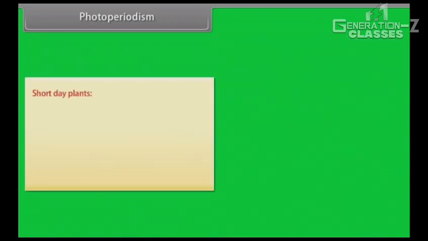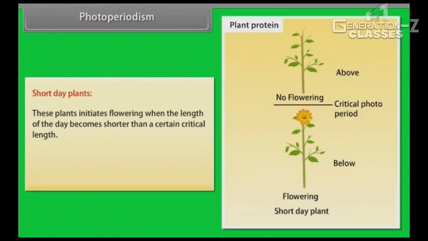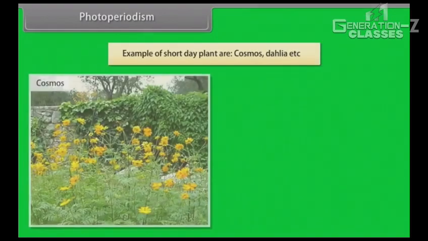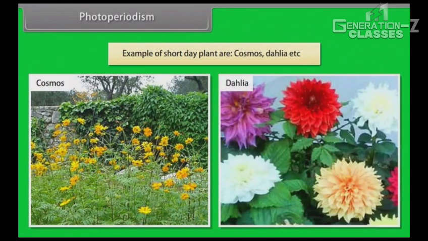Short day plants. These plants initiate flowering when the length of the day becomes shorter than a certain critical length. If these plants are exposed to a length greater than the critical length, they will remain vegetative. Examples of short day plants are cosmos, dahlia, etc.